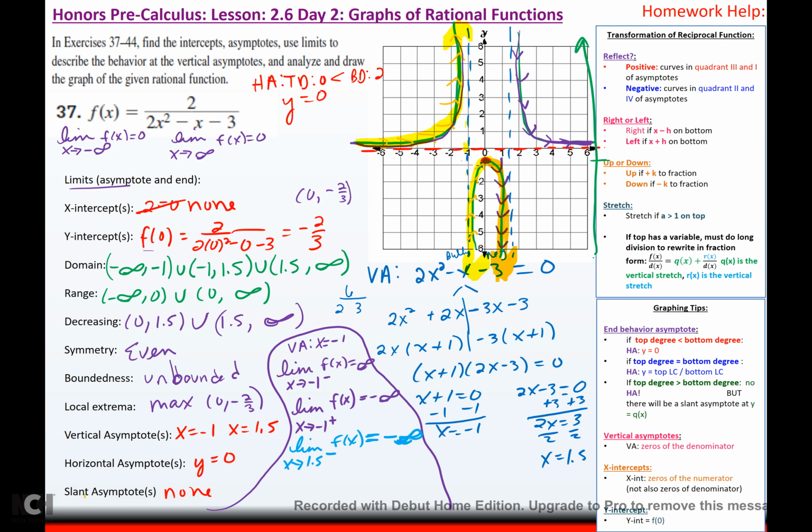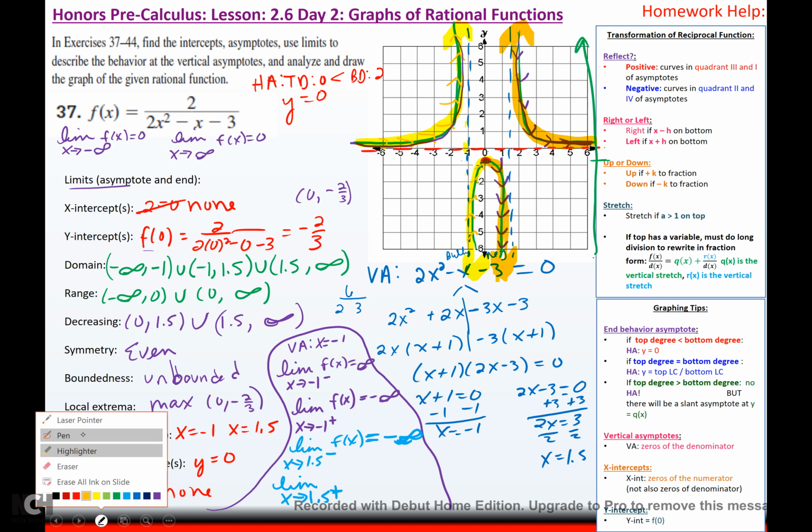Alright, and then we have to take the limit as x approaches 1.5 from the right. I don't know what my pen is doing here, sorry. So if I trace that, if I go from 1.5 to the right, I'm tracing it this way, and my function is going up towards positive infinity. So I say the function is approaching infinity.